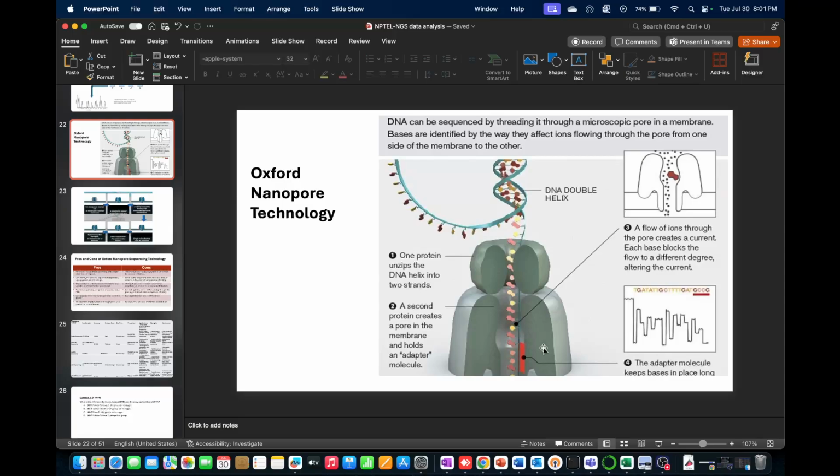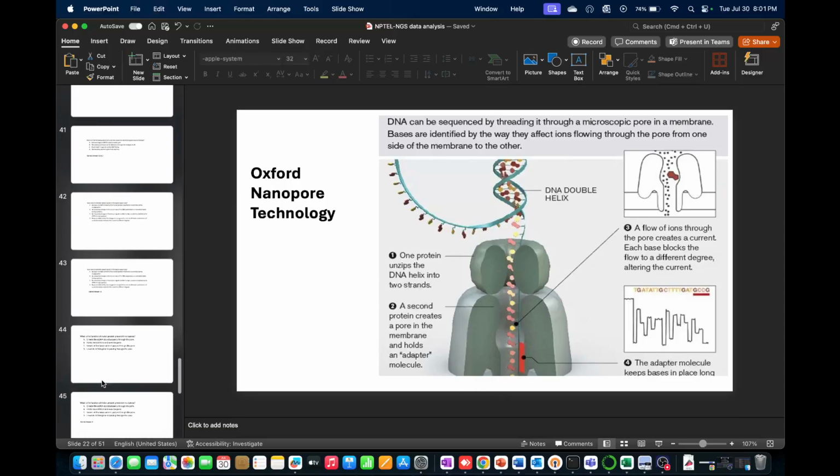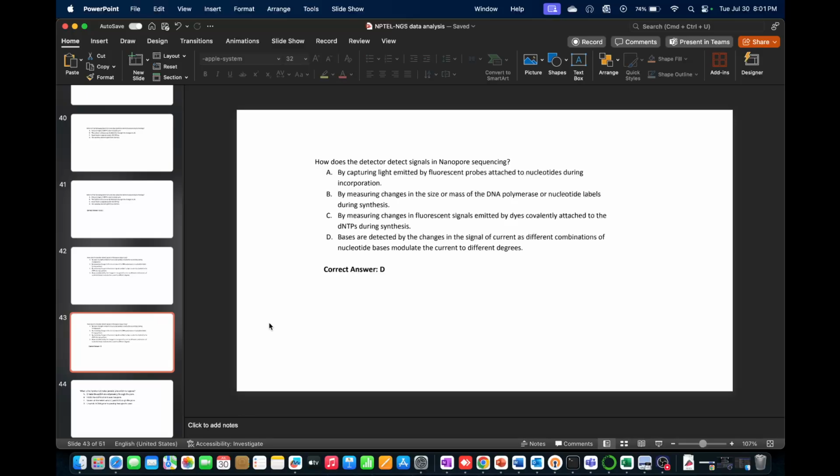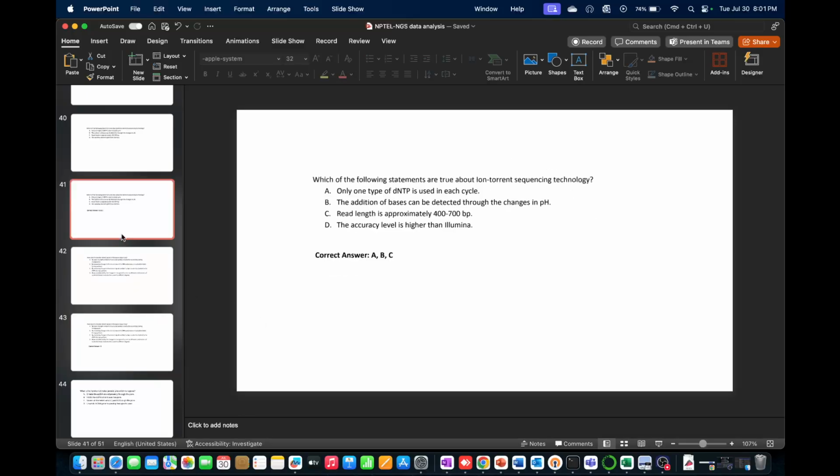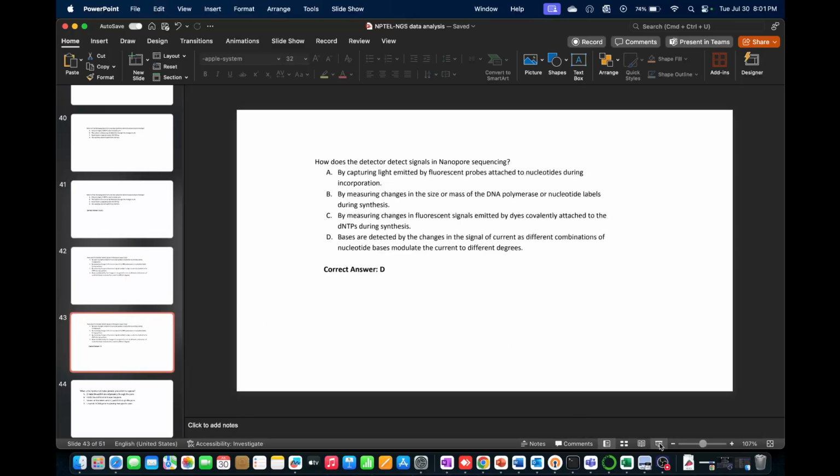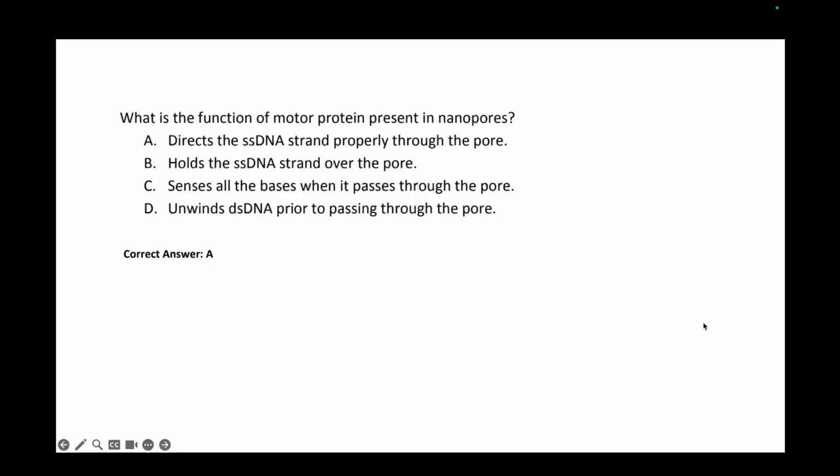The protein on the top is the one which unzips the DNA helix. So the question that was asked was about the protein that is helping in the synthesis. I agree it's a little bit ambiguous question, but that is what they're asking. So the correct answer will be A. It directs the DNA strand properly through the pore because it has that adapter molecule present inside itself. So that is the motor protein present below.